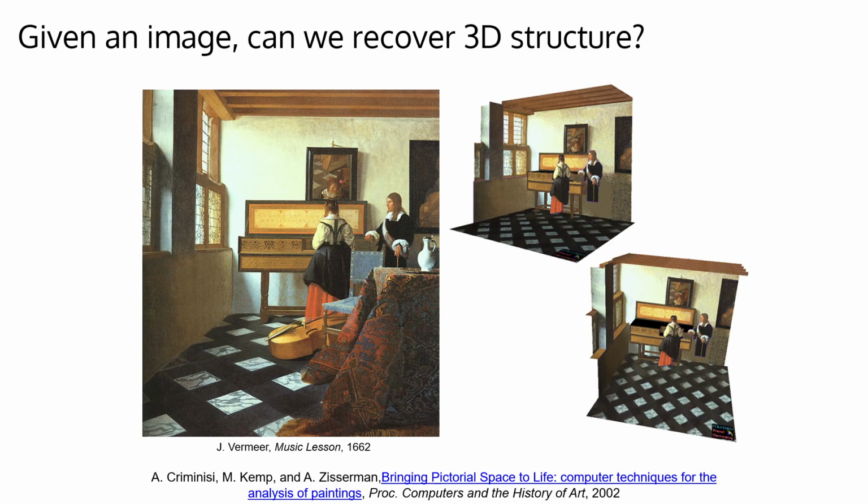So the main question that we have is, given an image, can we recover the 3D structure? So for example, in this case, this is just a single image, and using the geometry and the architectural information in the scene, they have been able to recover the 3D structure up to some extent. And you know that using deep learning techniques now, a single image 3D reconstruction is possible.